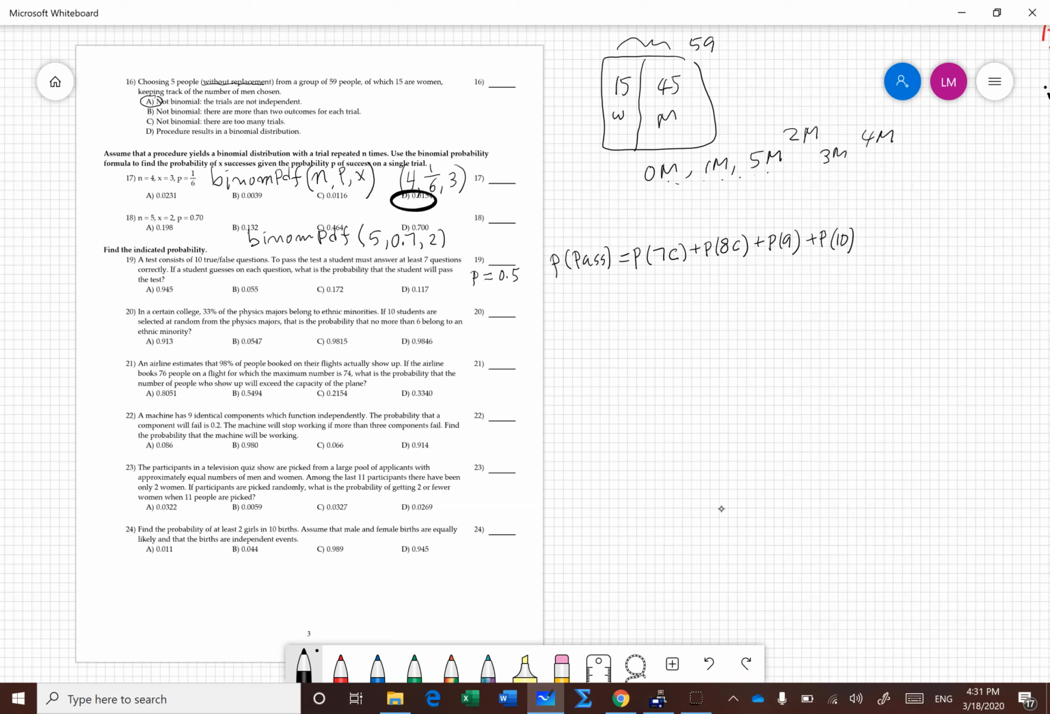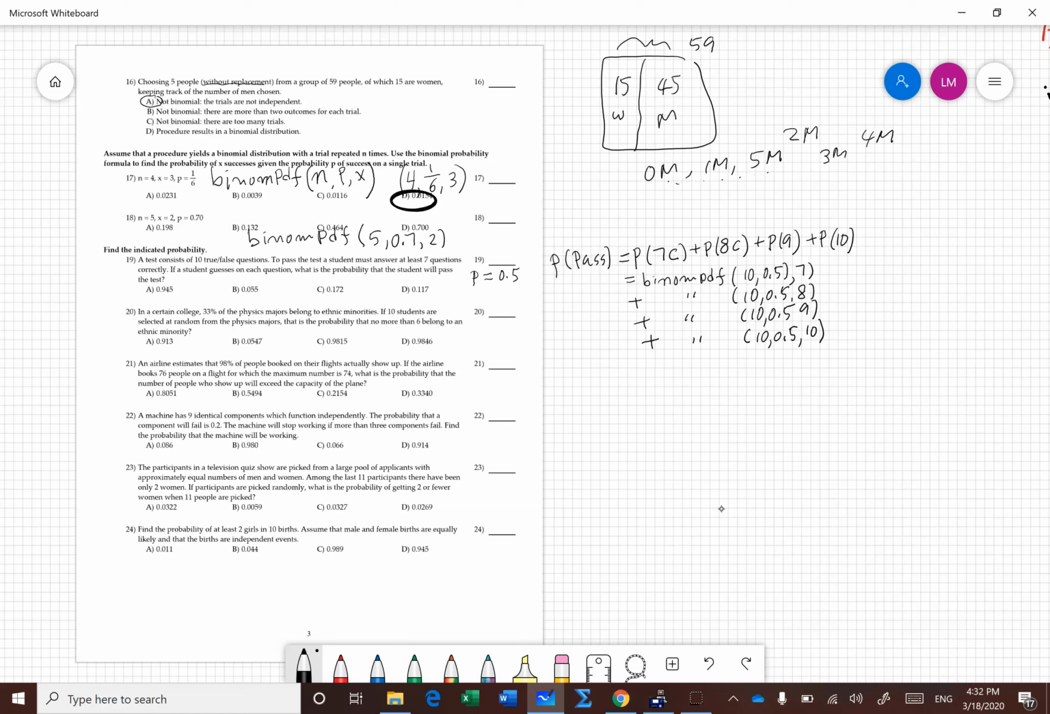So now, what you have to do is, you can do it individually. You get the number. So this number is binom PDF, this would be 10, 0.5, 7, plus binom PDF of 10, 0.5, 8, plus binom PDF of 10, 0.5, 9, plus binom PDF of 10, 0.5, and 10. You have to add all this. Okay? You can do it.